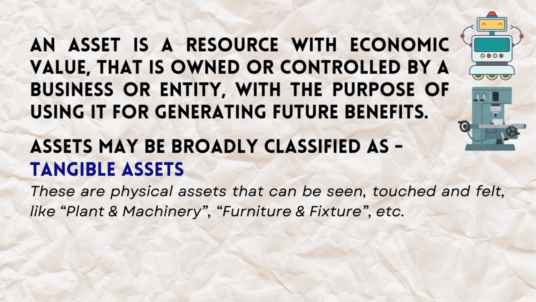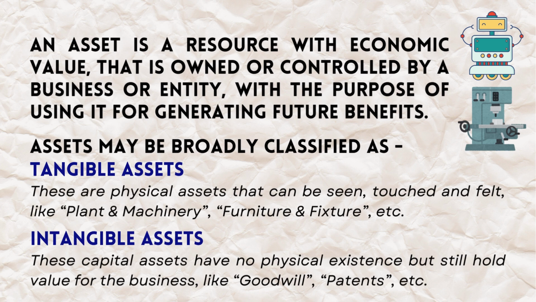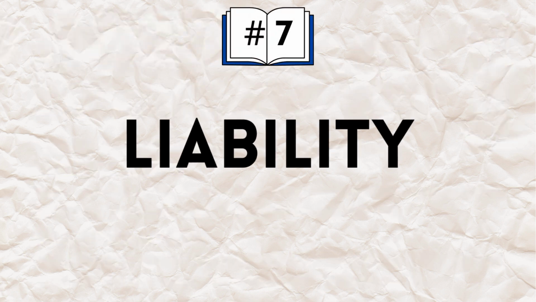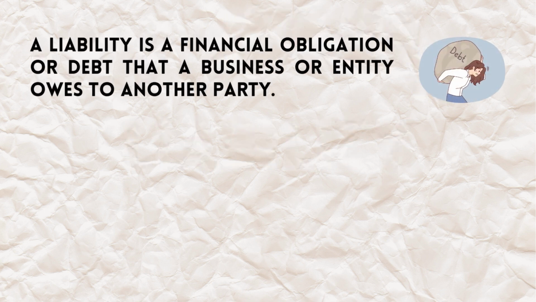Then we have the intangible assets. These capital assets have no physical existence but still hold value for the business, like goodwill, patents, etc. After this, we have liability. A liability is a financial obligation or debt that a business or entity owes to another party.